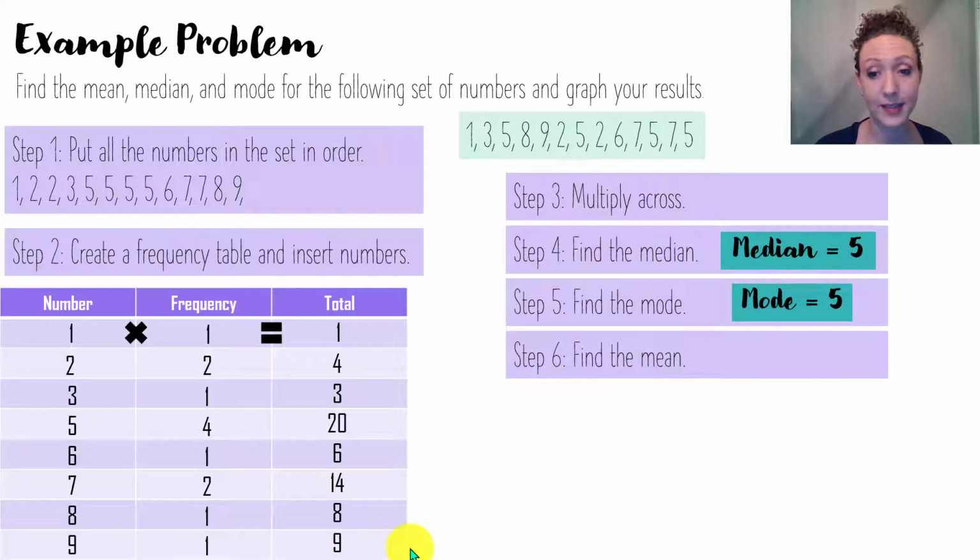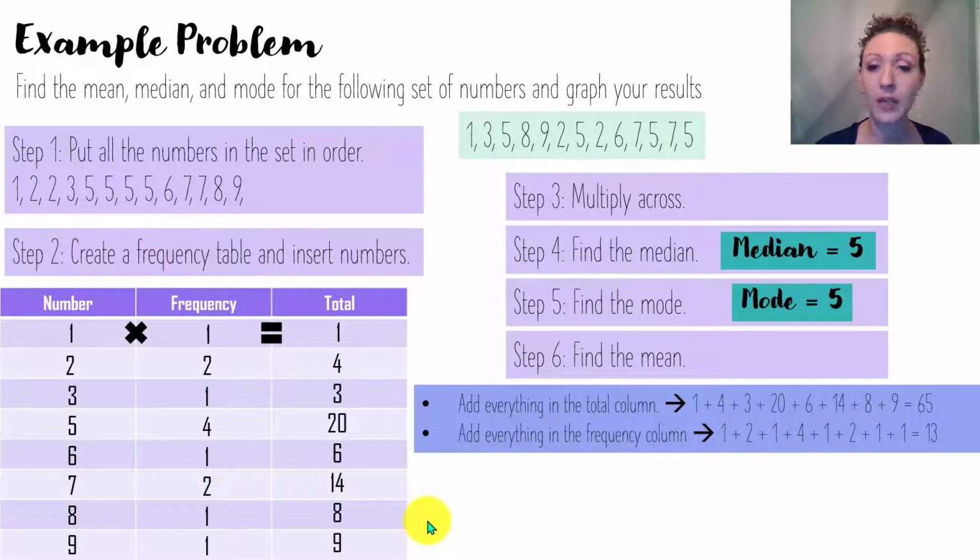Okay, so the next step is to find the mean. To find the mean, we need to add everything in the total column here, and then we are also going to add everything in the frequency column. Do not add them all together, do them separately so that you get 2 separate numbers. If you look here, it says add everything in the total column. I've gone ahead and done that, and that gives us a value of 65. And then separately add everything in the frequency column, and that's going to give us a value of 13.